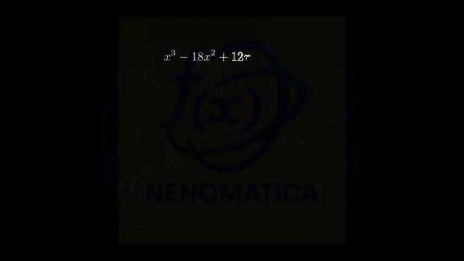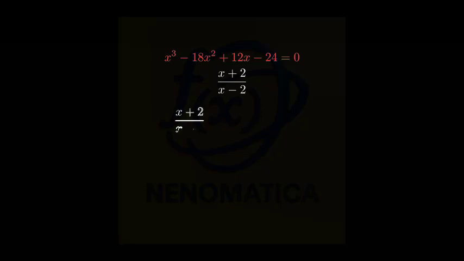Let's first look at the problem. We are given the cubic equation x cubed minus 18x squared plus 12x minus 24 equals 0. And we need to find the value of the expression (x plus 2) divided by (x minus 2). To solve this problem, we'll explore a clever approach.